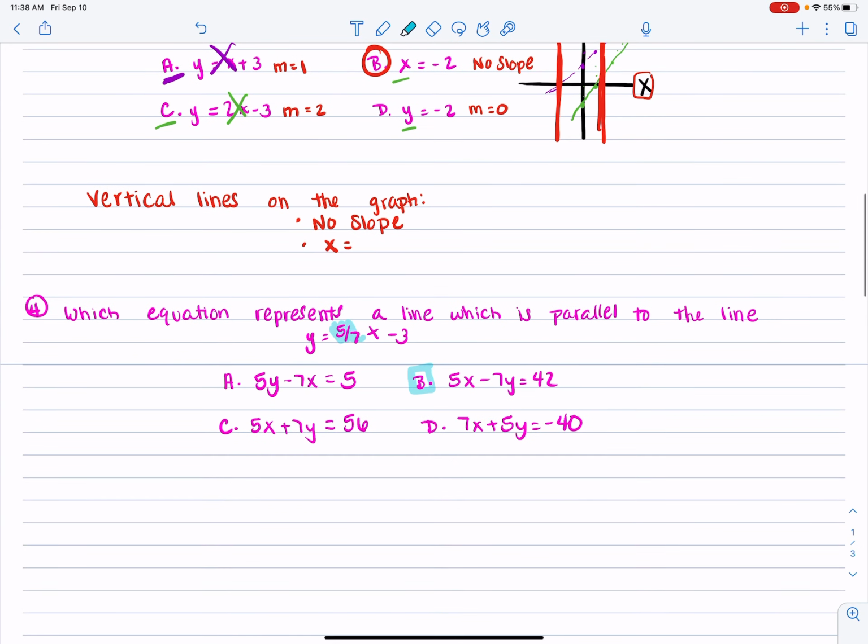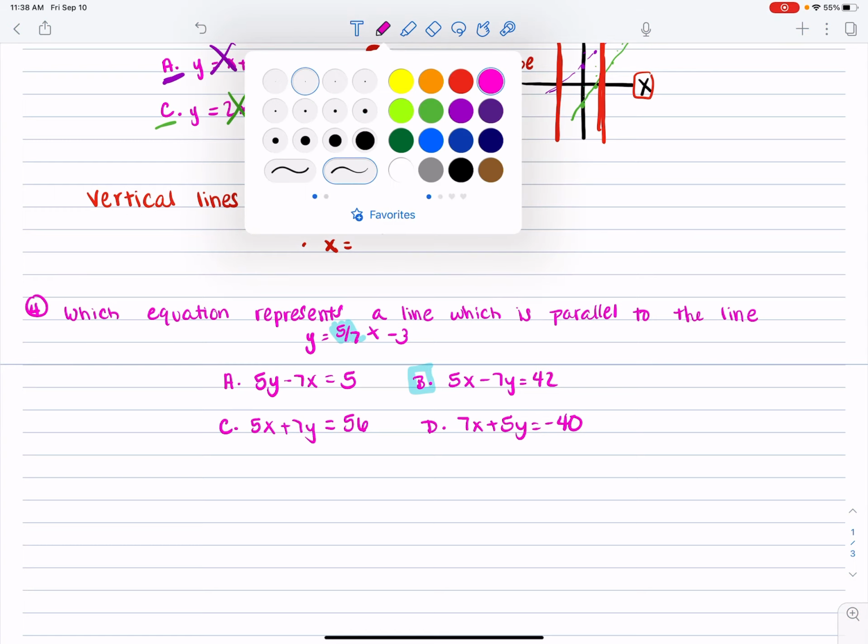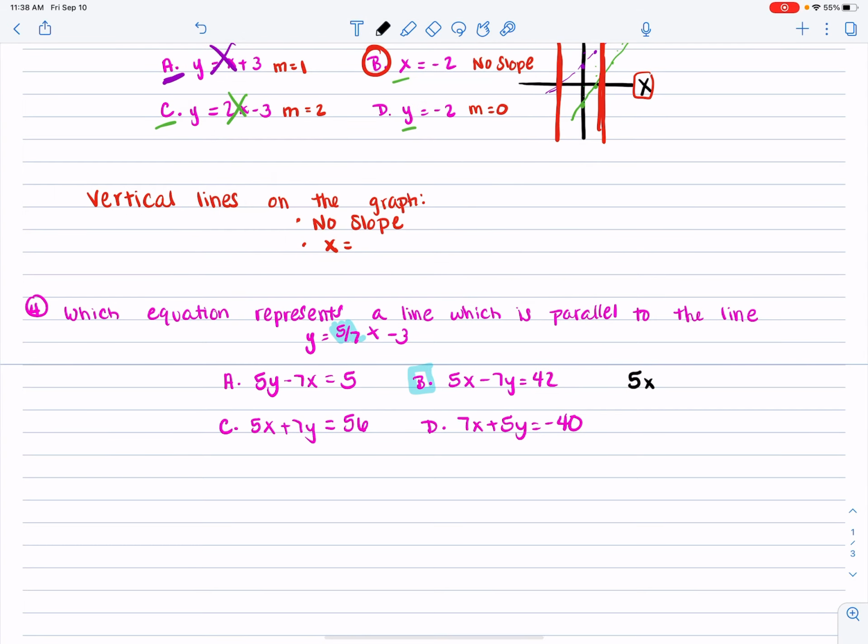So when B is worked out, 5x minus 7y equals 42. You subtract the 5x. Negative 7y equals negative 5x plus 42. Divide by negative 7. We get y equals, negative over negative is positive, 5/7 x minus 42 over 7, and it doesn't simplify. So our slope is 5/7. And that's all we needed.